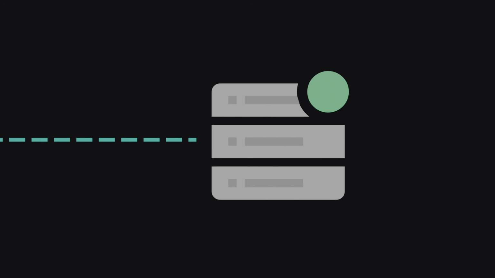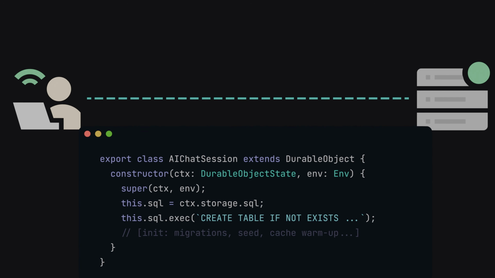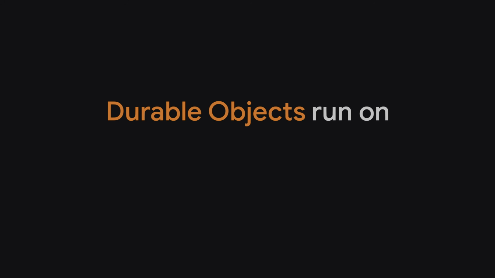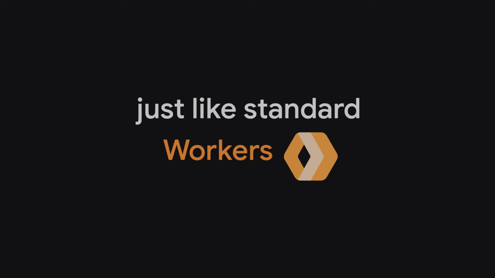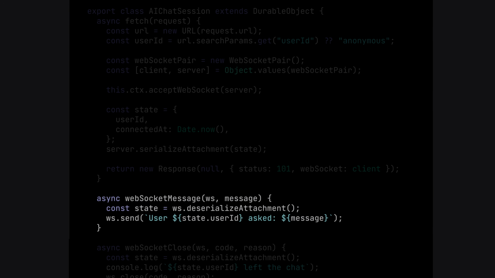When a message arrives, Cloudflare first wakes up and initializes the object. And since Durable Objects run on V8 isolates, just like standard Workers, this startup takes almost no time at all. Then it triggers the message handler. You just call deserializeAttachment to retrieve your state, identify the user, and handle the message.